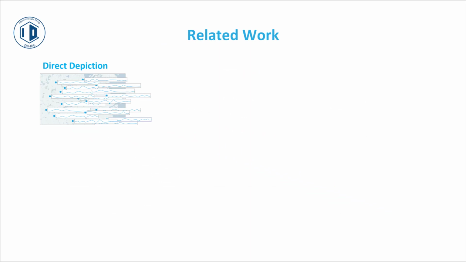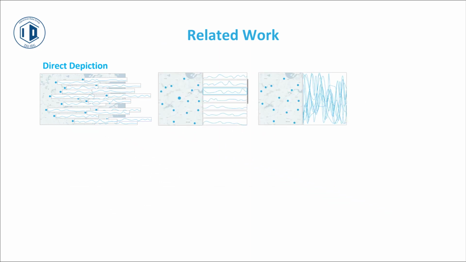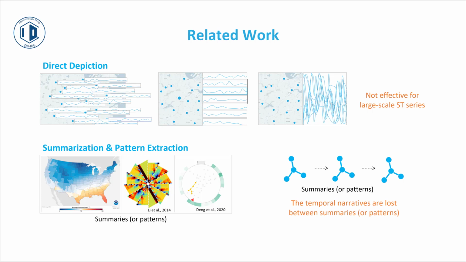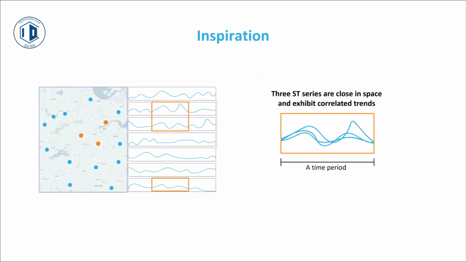Spatial time series can be directly plotted by their geographic positions, or displayed in a separate view that is coordinated with a map. Yet, such a direct depiction method is not effective for large-scale datasets. Another strategy is to transform ST series by summarizing them into summaries, or by extracting patterns from them. However, the trend narrative and dynamics of ST series, and the fundamental features of ST series data, are broken into summaries or patterns.